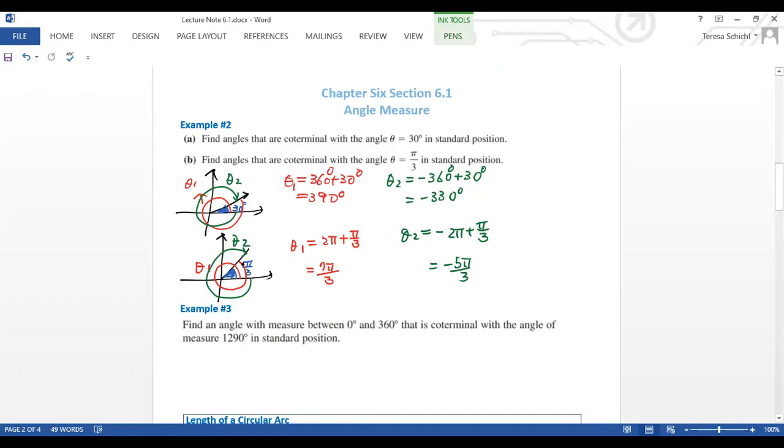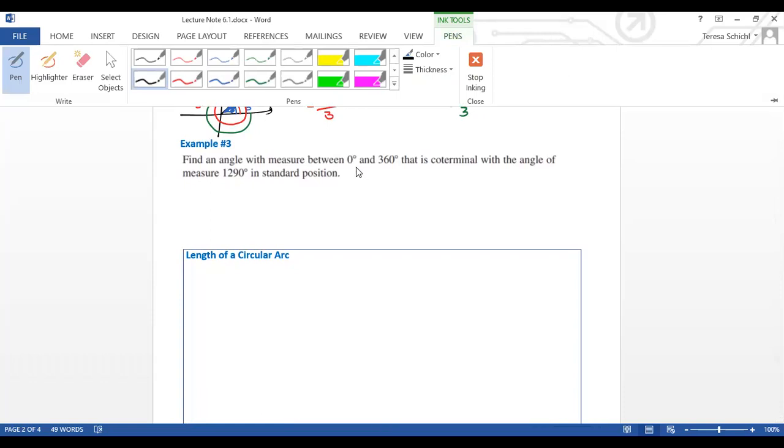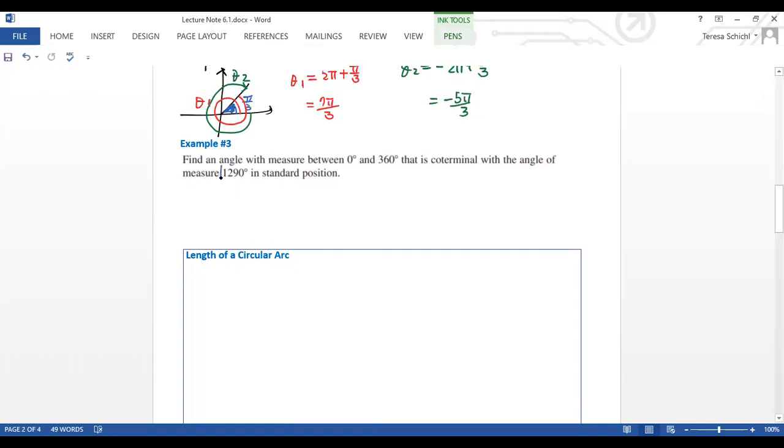Okay, now the next example: find an angle with measure between 0 and 360 that is coterminal with 1290 degrees. The first thing I need to know is how many complete circles are in 1290.